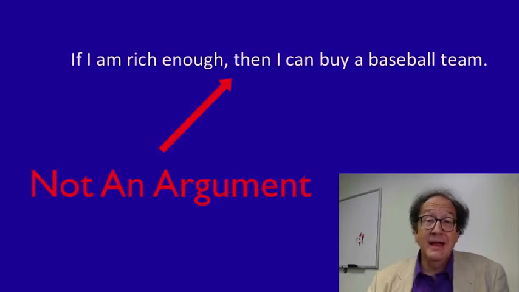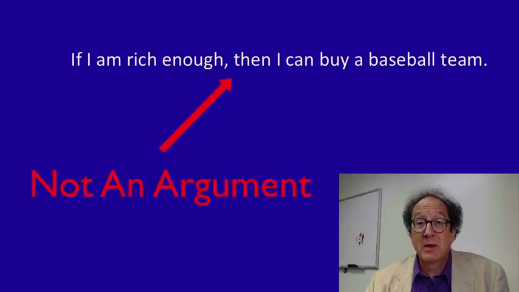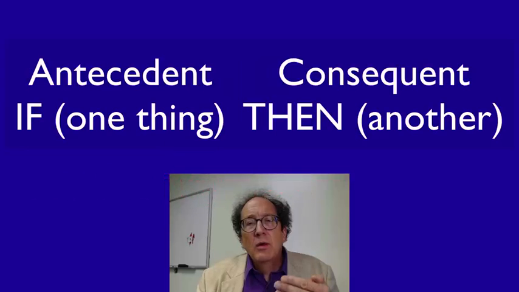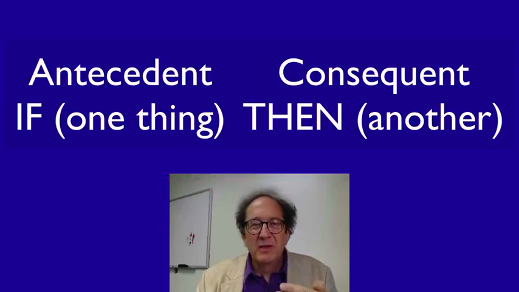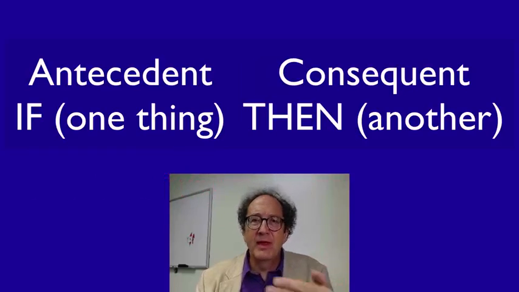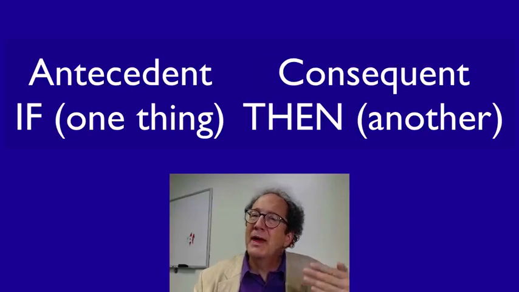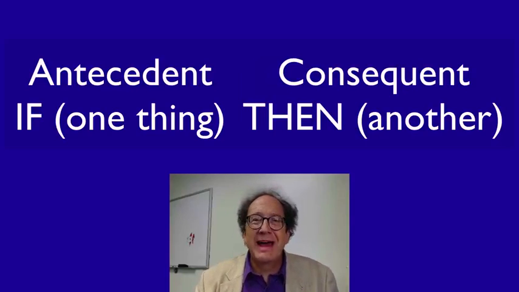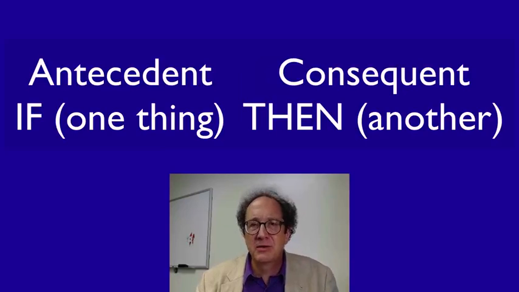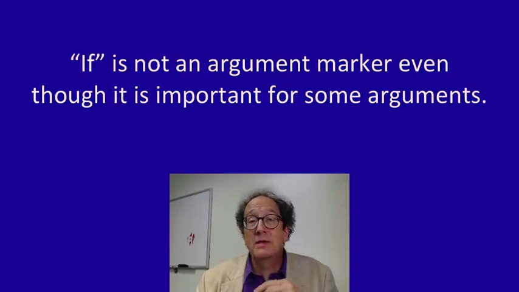It's just saying, if I am rich enough, then I can buy a baseball team. It's not saying that I am rich enough, and it's not saying that I can buy a baseball team. So the word if by itself does not indicate an argument. It sets a pattern for argument. If one thing, then another. Well, the one thing, therefore the other. But the if one thing, then another doesn't by itself indicate any argument at all because it doesn't assert that if clause, which is also called the antecedent of the conditional. So we are not going to count the word if as an argument marker.